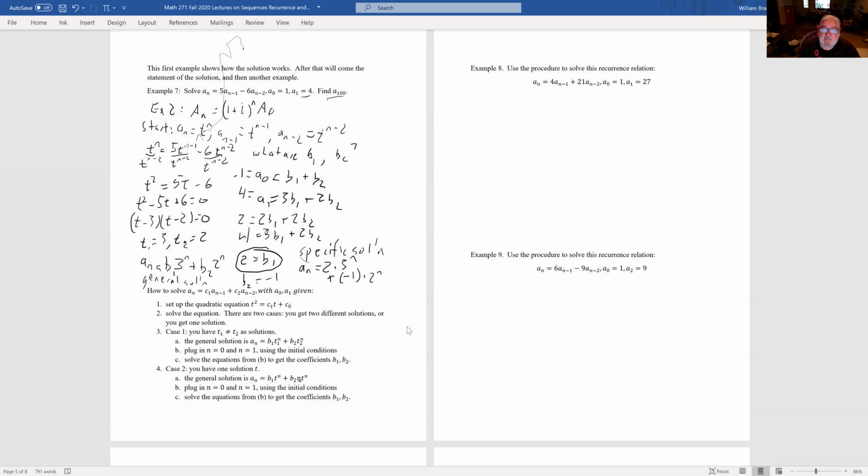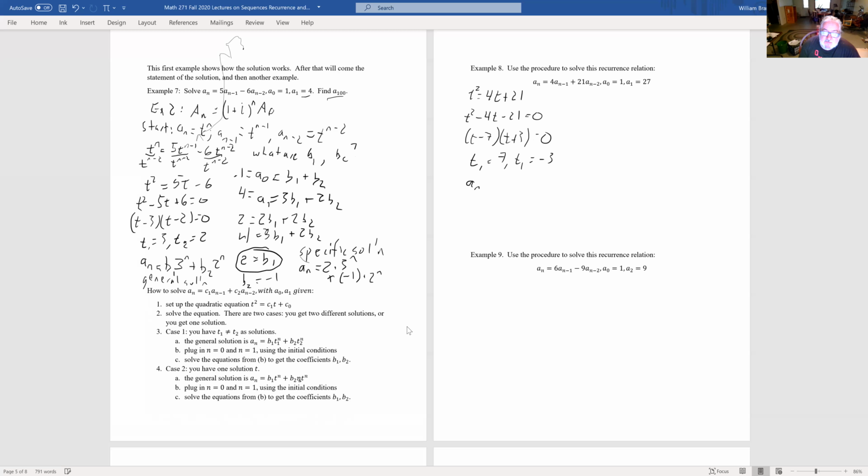So as a couple quick examples, here, solve this equation. Well, we set up the equation t squared equals 4t plus 21. Change the an to a t squared. Change the an minus 1 to a t. This is a quadratic. If we move everything to the right side, remember how to factor. This becomes what? t minus 7 times t plus 3. So I have two roots. t1 equals 7, t2 equals minus 3.